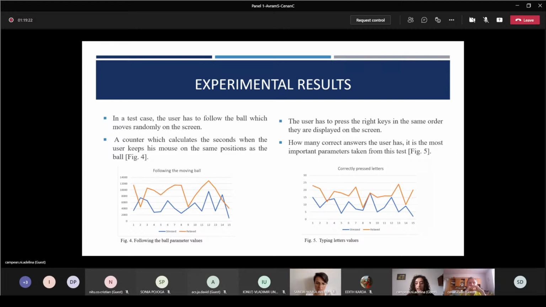After that, the following results were obtained in the case where the user has to press the right keys. The most important parameter taken from this test is how many correct answers the user has, how many letters he manages to press according to those displayed on the screen. Figure 5 contains a graph in which the two states of the subject, stressed and relaxed, can be seen. As mentioned before, the blue line represents when the user is stressed and the values are lower because the user cannot keep up with the letters displayed on the screen, making more mistakes. The orange line represents when the user is relaxed and the values are much higher because the user is able to press more letters correctly.